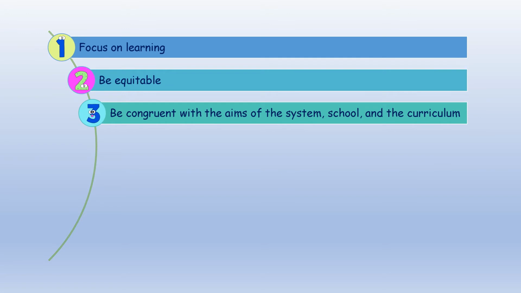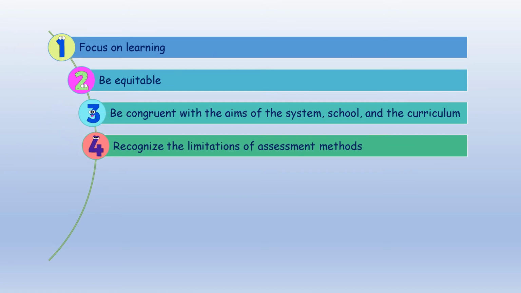Number four, assessment should recognize the limitations of assessment methods. We have to remember that no matter what means we use to evaluate student progress, error or bias intrudes. Therefore, it is a must to understand how each procedure is vulnerable to error, recognize that limitation, and take steps to minimize it.